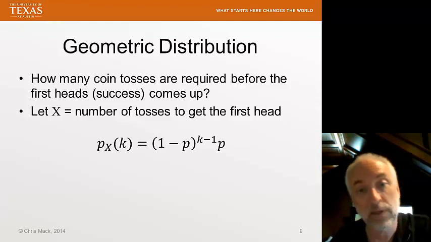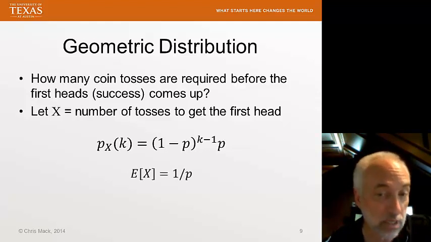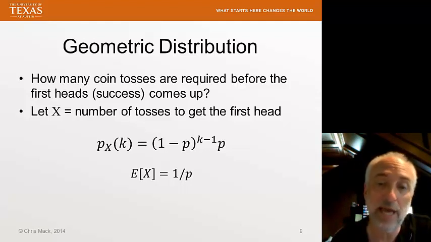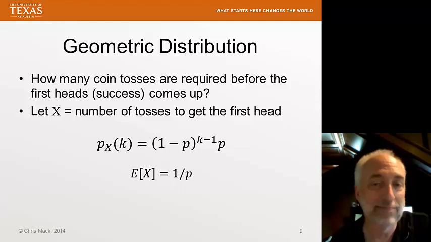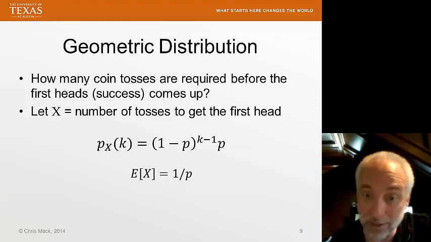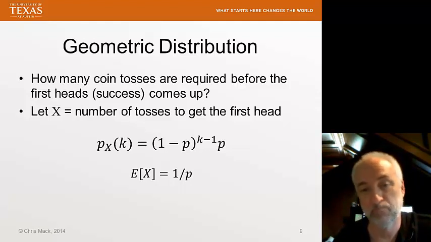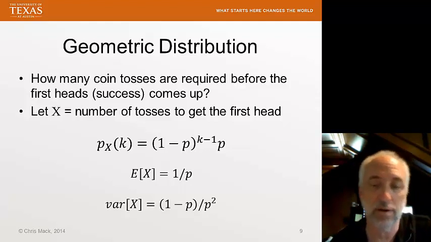Well, we go through the calculation using our formulas for the expectation and the variance. We find the expectation is 1 over p. Does that make intuitive sense? Well, if we get a head with a probability of 0.5, then on average it takes 2 flips to come up with a head. I guess that does make sense. If the probability of getting a head is smaller, then on average it takes more flips before you come up with your first head. The variance is 1 minus p divided by p squared.